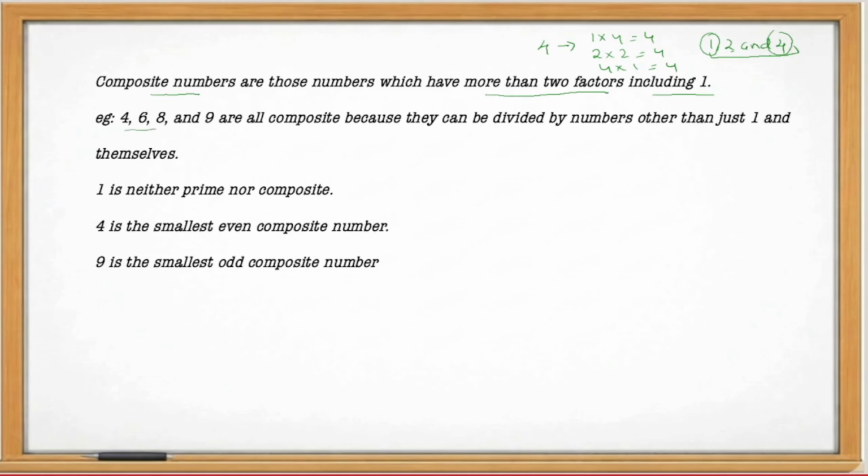Example, 4, 6, 8 and 9 are all composite because they are divisible by numbers other than just 1 and themselves. 1 is neither prime nor composite. 4 is the smallest even composite number. 9 is the smallest odd composite number.